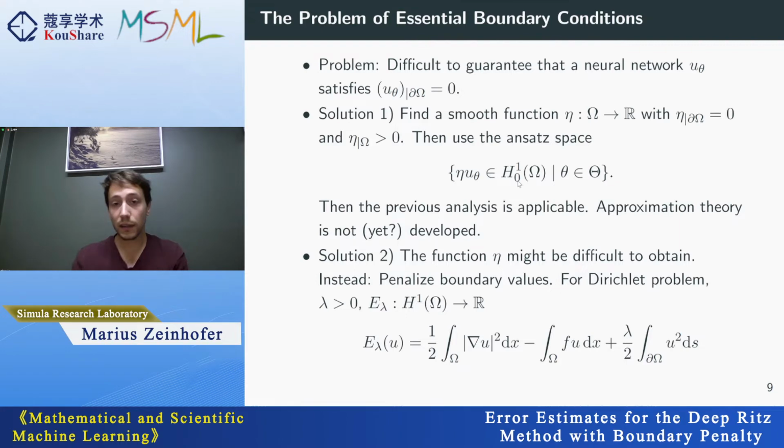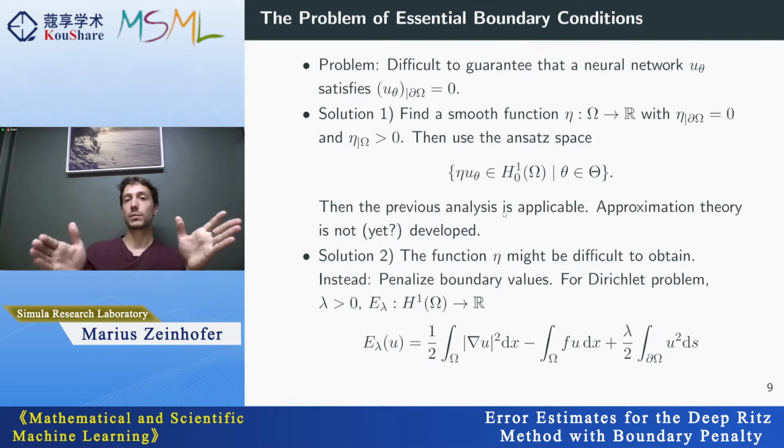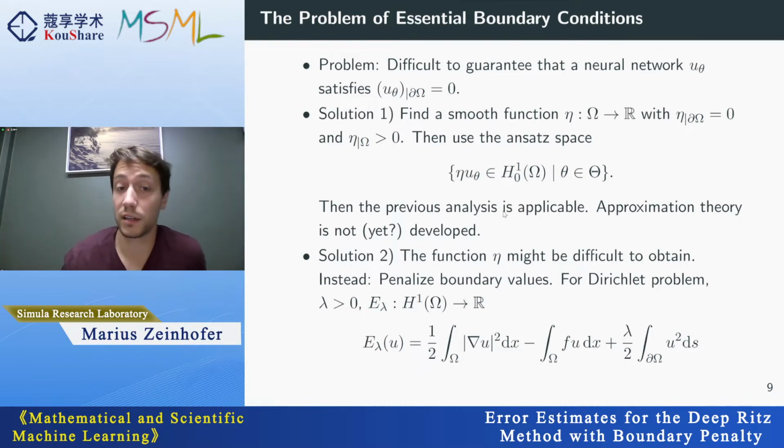And in fact, then we can also use the analysis for non-essential boundary value problems from before. However, approximation results for this kind of ansatz space are not yet developed, to the best of my knowledge. So we can go this step as before with the Céa lemma, but we cannot now say what the rates are. Why you might not want to do solution one is that it's maybe very difficult to obtain such a smooth function eta for a complex omega.